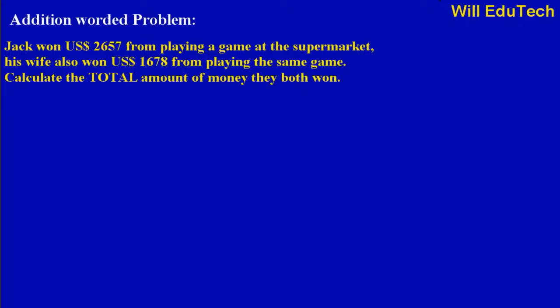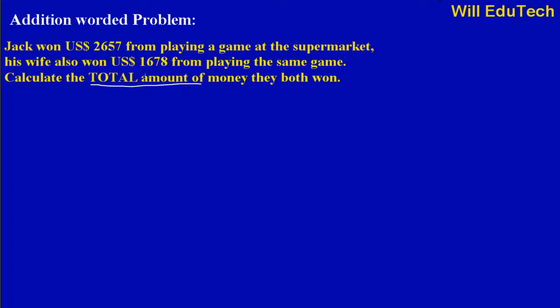In this video here we have an addition worded problem. Now it states that Jack won US $2,657 from playing a game at the supermarket, and his wife also won US $1,678 from playing the same game. Now we're asked here to calculate the amount of money they both won.